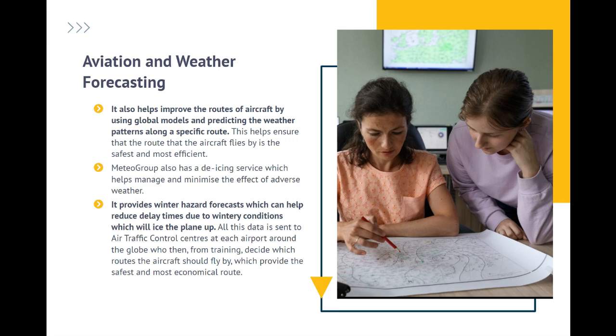Meteo Group also has a de-icing service which helps manage and minimize the effect of adverse weather. It provides winter hazard forecasts which can help reduce delay times due to wintry conditions which will ice the plane up. All this data is sent to air traffic control centers at each airport around the globe who then, from training, decide which routes the aircraft should fly by, which provide the safest and most economical route.